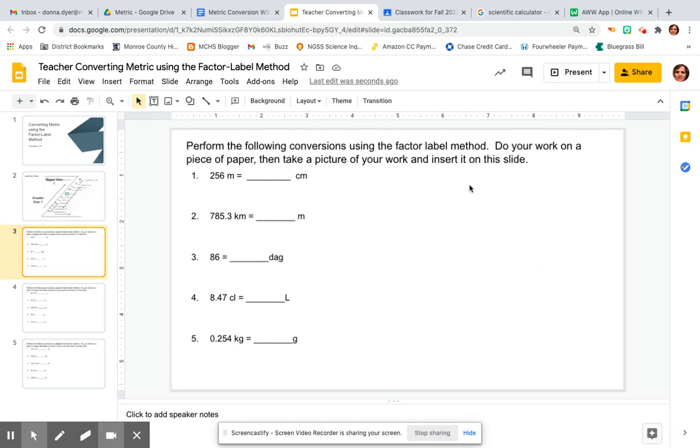So I've left this whole side of the slide blank. So you can do all 5 of these on one thing, take one picture of it, and then insert that picture onto this slide, and do them in order because that will make it easier for me to look at it, make sure you're doing it correctly.